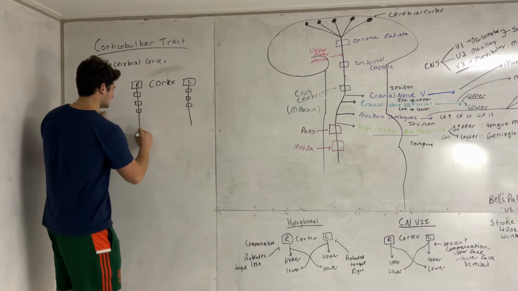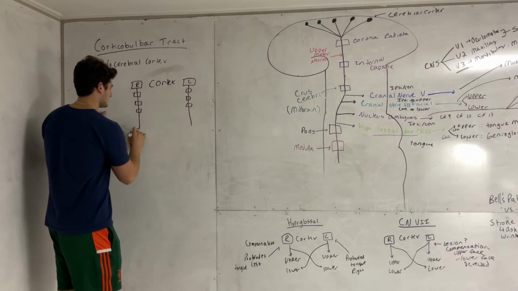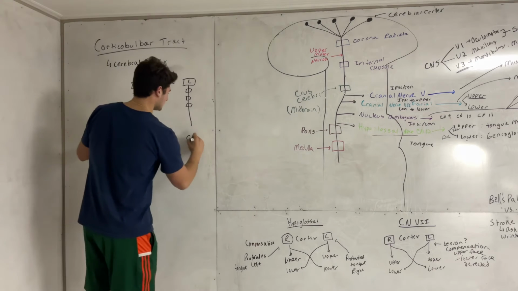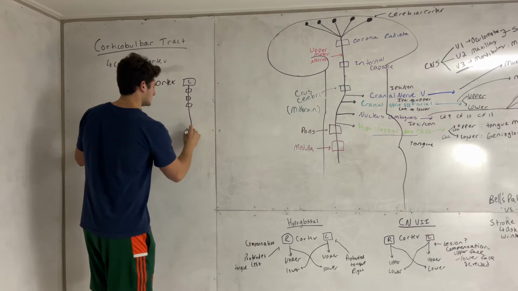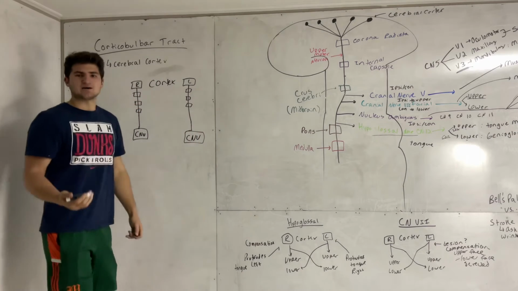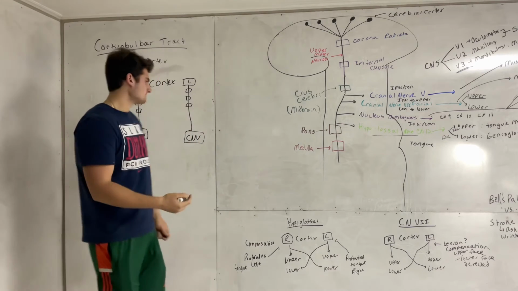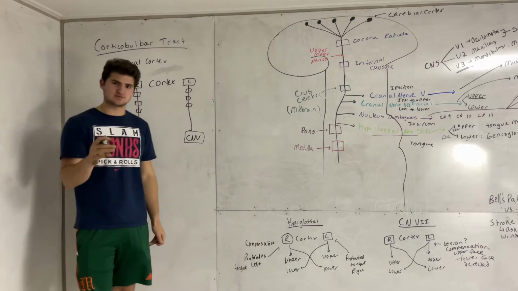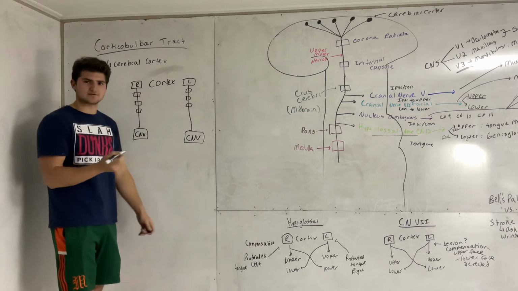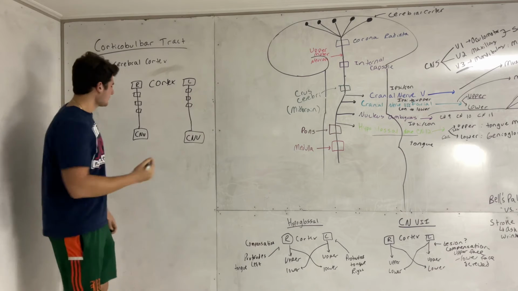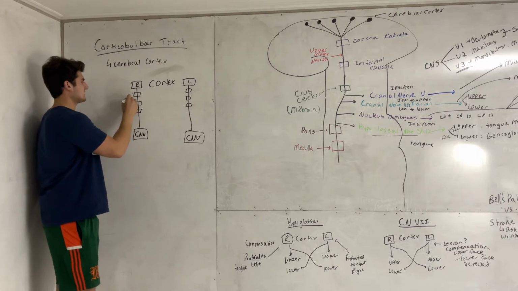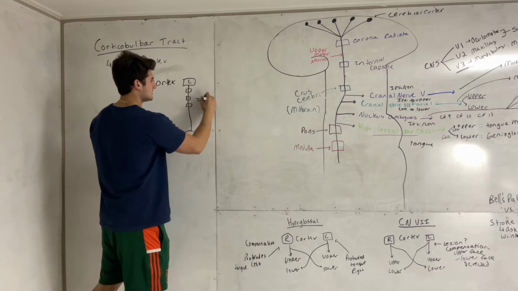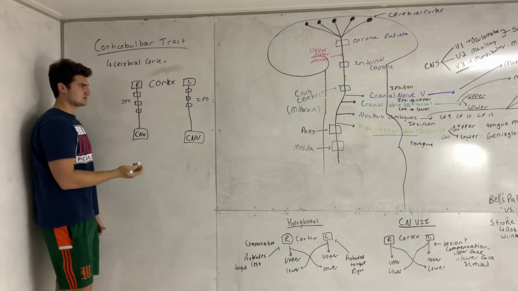Okay, so CN V. Now, fortunate enough for cranial nerve 5, it's not too complicated. What do I mean by that? Okay, so it's getting stimulation ipsilaterally. What does ipsilateral mean? Same side. So it's going to have ipsilateral stimulation from the right and ipsilateral stimulation from the left.